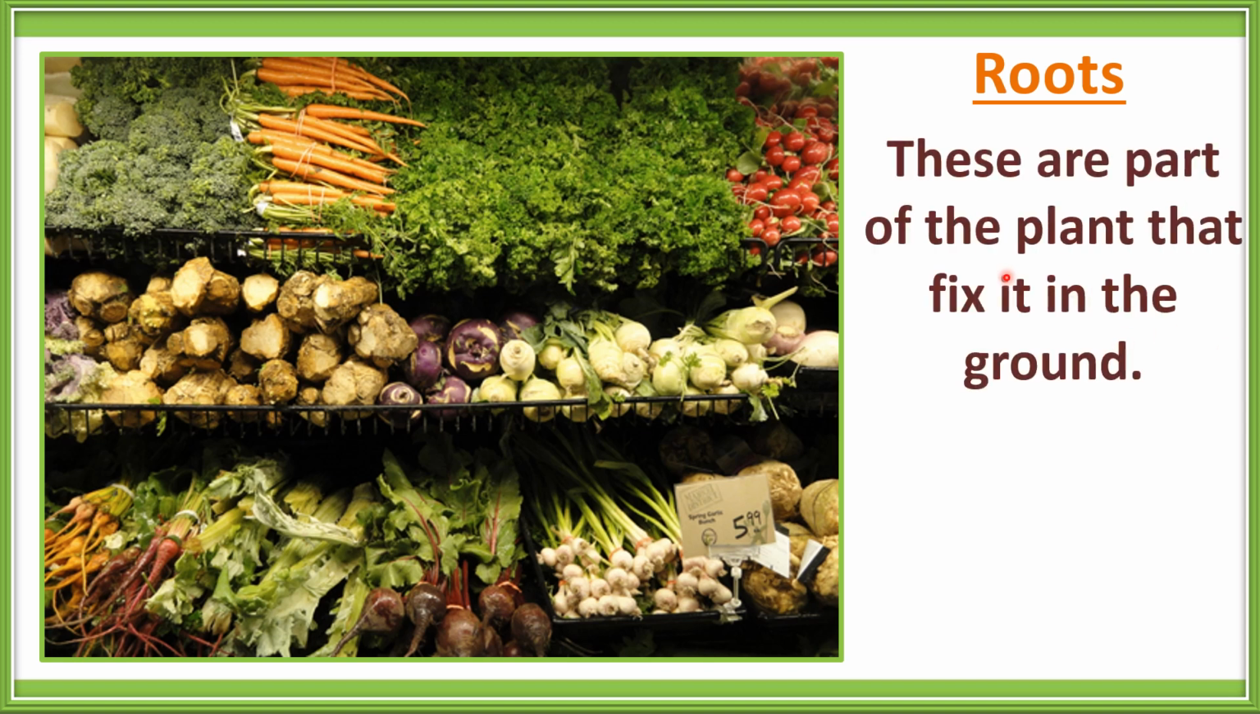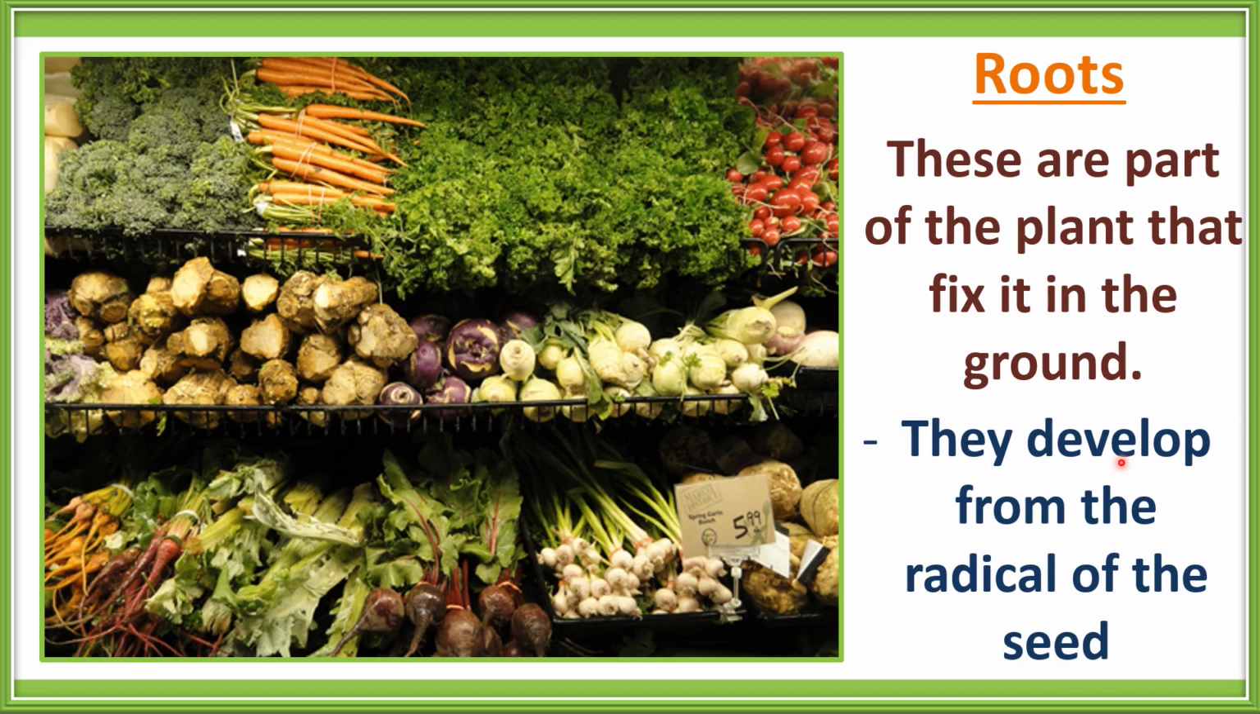These are parts of the plant that fix it into the ground. If you look here, we have different types of roots: yams, beetroot, carrots, onions, and many other types of roots. They develop from the radicle of the stem.